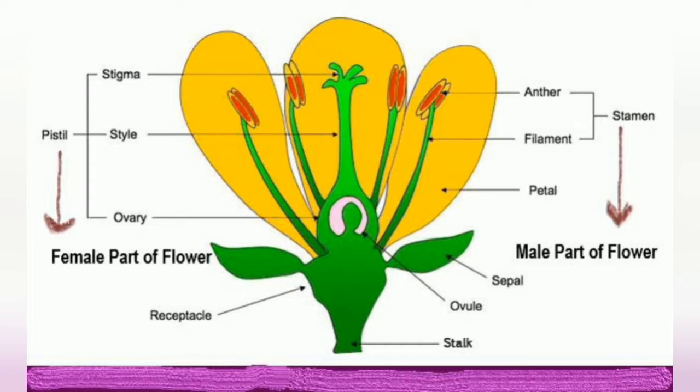Stigma. It is a sticky substance on which the pollen sticks. Ovary. At the bottom of the style is the ovary, which contains tiny ovules or egg cells.